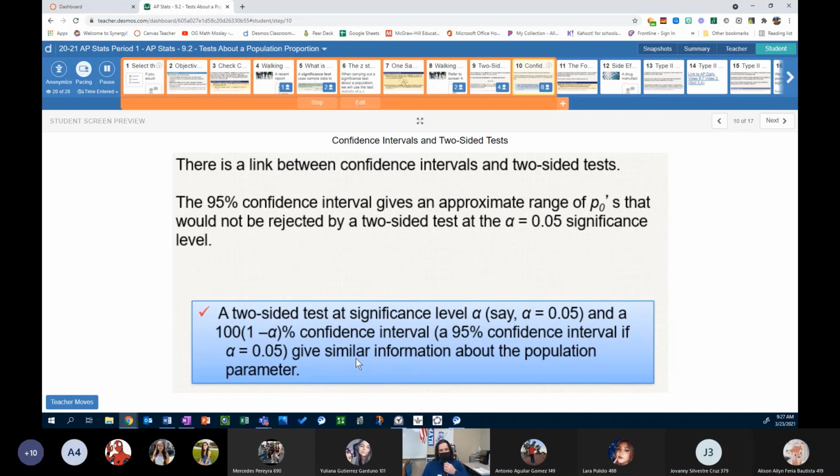If the p-value is greater than alpha, then we fail to reject. And if the p-value is less than alpha, then we reject. Okay, and so this gives us another way of testing this when we have a two-sided test. Don't get hung up too much on this. It's just a connection between the things that we've seen so far.